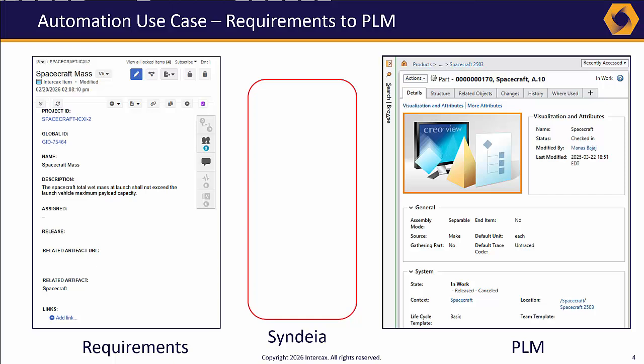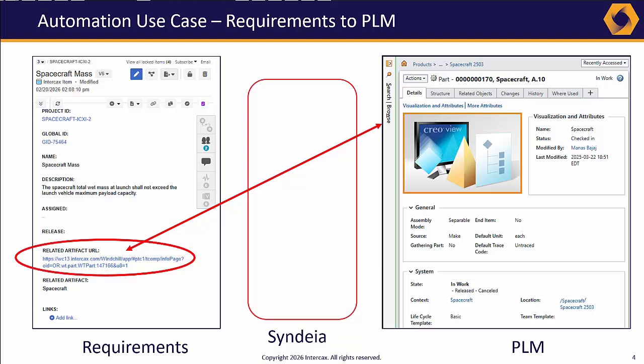One additional feature of this demo is the final step, where the URL of the PLM part is written back to another attribute of the requirement. This confirms to the requirements engineers, without calling up the Syndeia interface, that a link had been created, and even allows them to navigate to that part if they are authorized for the PLM repository. Gregory Seeds, a senior software engineer at Intercax, will demonstrate the pipeline in action.